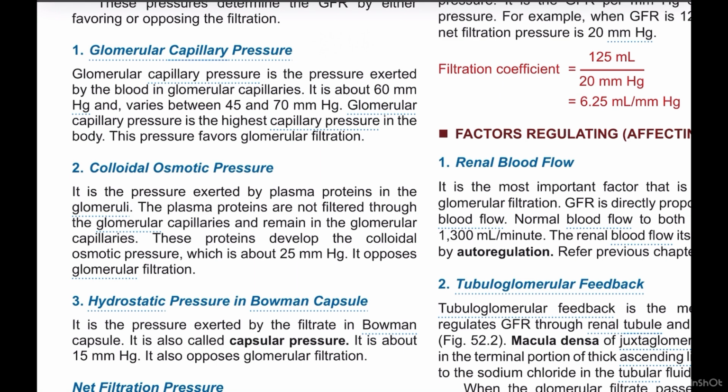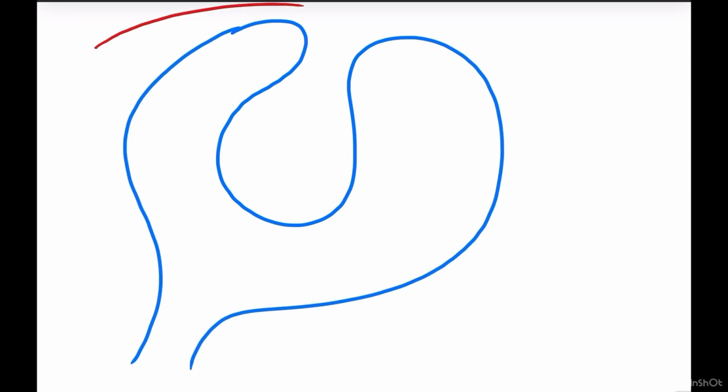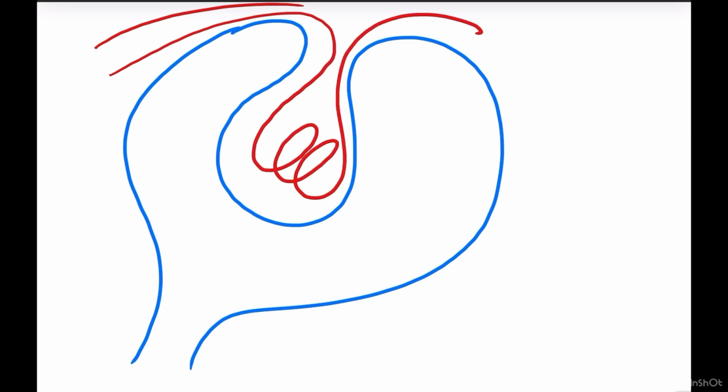Only 1 second, I am going to explain to you. So now let us say, you can see this diagram. This is the efferent arteriole.